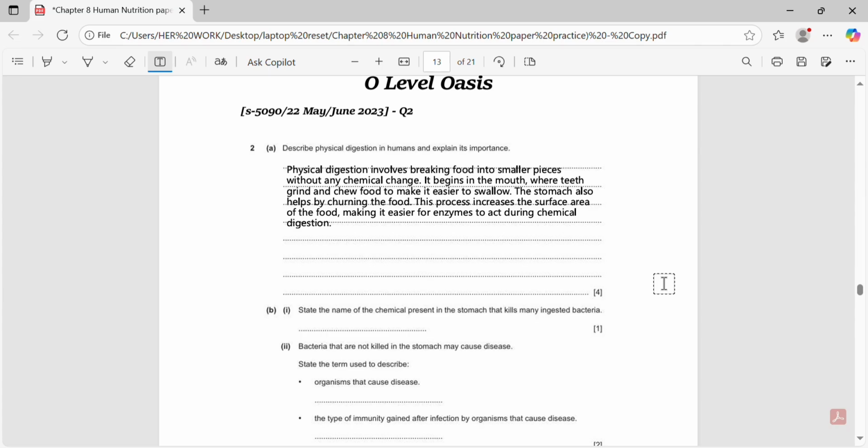State the name of the chemical present in the stomach that kills many ingested bacteria. We just need to name the chemical in the stomach that destroys bacteria, and that is hydrochloric acid. And the answer for this is hydrochloric acid. Now let's move to the next question.